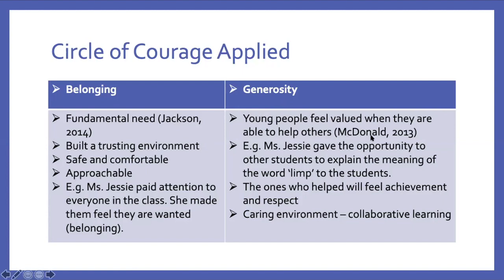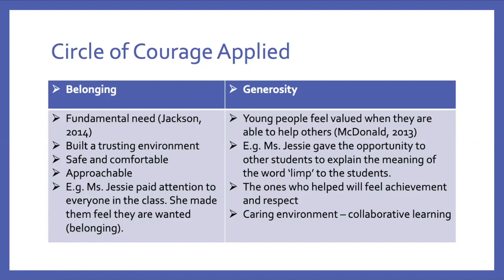Another one is generosity. So McDonald said that young people feel valued when they are able to help others. Miss Jessie always encouraged the students to help one another in the classroom. For example, one student did not understand the meaning of the word limp. So the teacher did not give the answer directly to the student. Instead, she gave the other students opportunity to help this student.